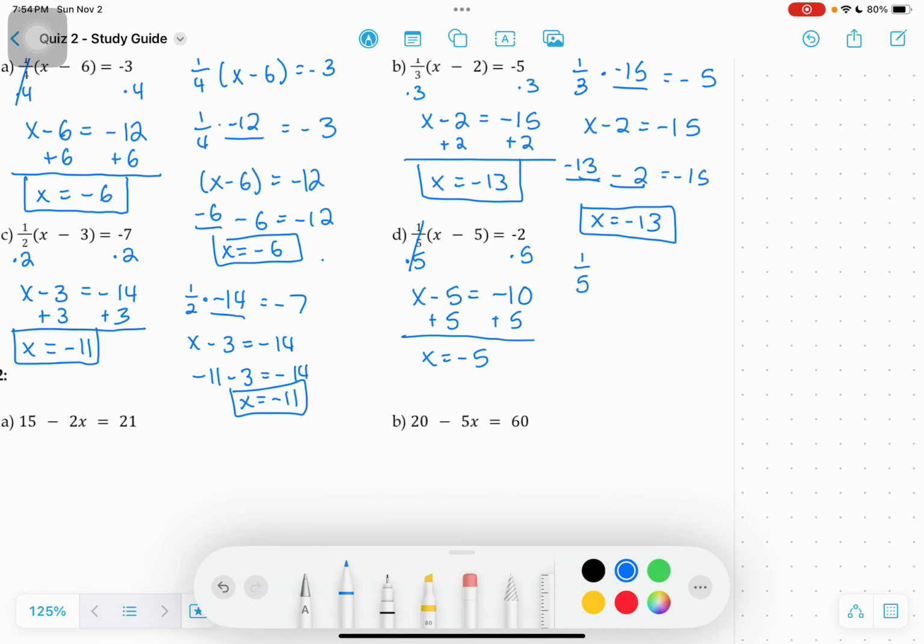1/5 of a number equals -2. I think it's -10. If I split 10 into 5 groups, I get 2. And if I make it negative, it results in a negative. So x minus 5 equals -10. What minus 5 equals -10? Well, that's -5. So x must be -5.